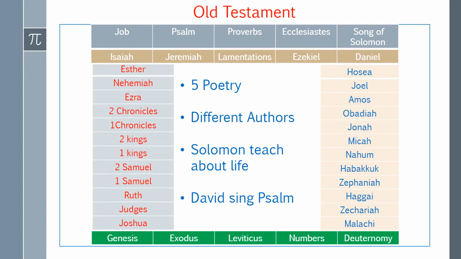In Psalms, David sings a lot of psalms to God. So whenever you feel down or moody, you can read Psalms. It will really enlighten you. If you want to learn to praise God or you want to worship God, you can also read Psalms. So this completes our 39 books of the Old Testament.